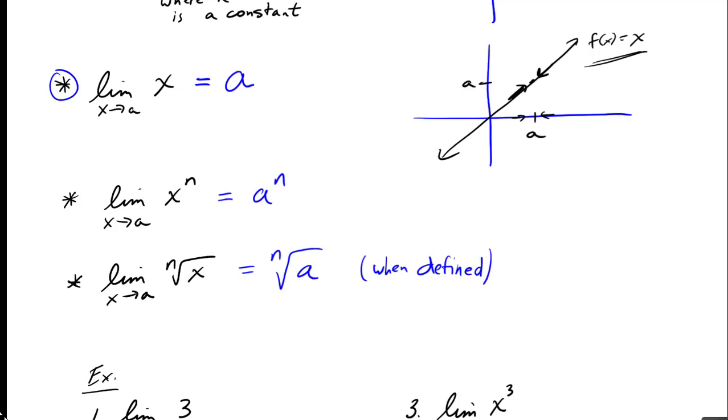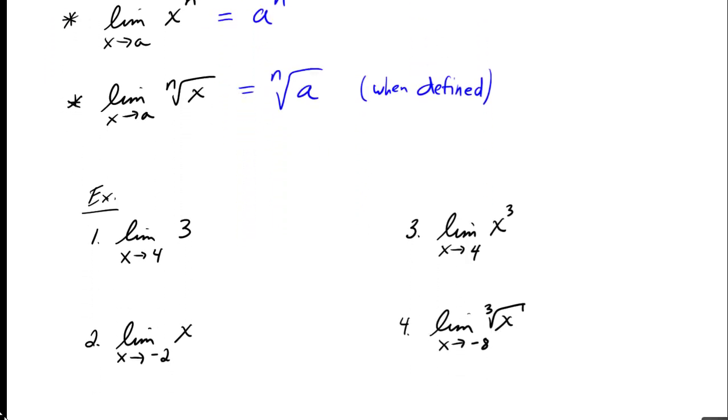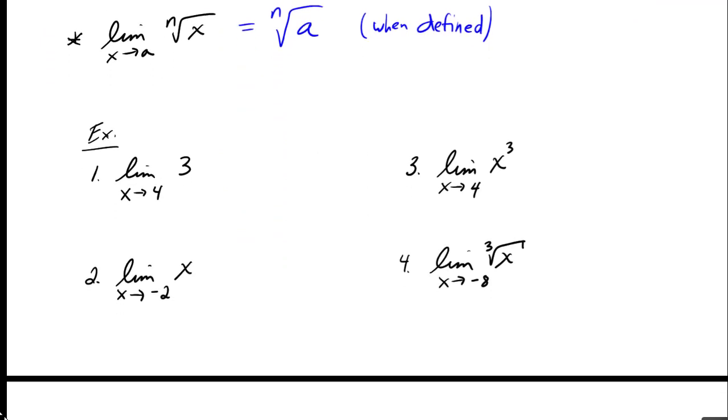Okay, so you may be seeing from some of the previous ones that it seems like we're kind of just plugging it in. Keep that thought for a second. We'll get to that idea soon. But let's take a look at some examples based on what we were just doing. All right, the limit as x approaches 4 of 3. So x is approaching 4 of the constant function 3. But that function's always 3, so it's just 3.